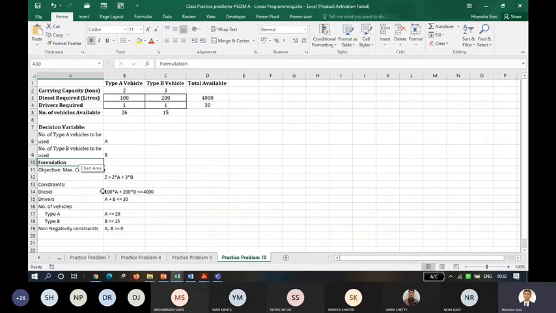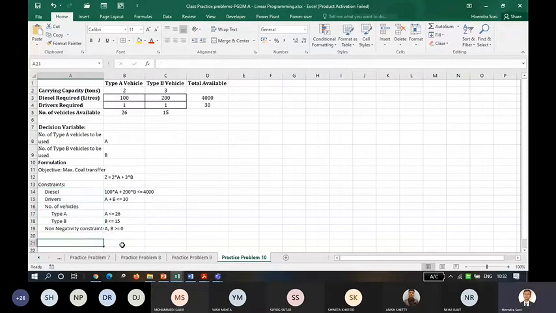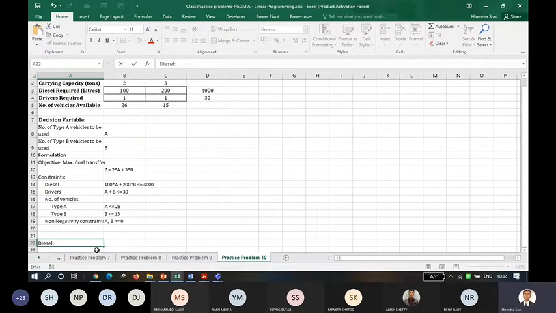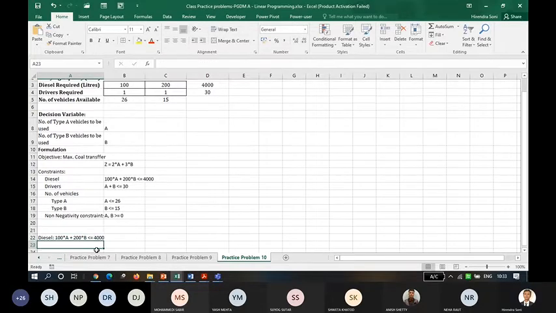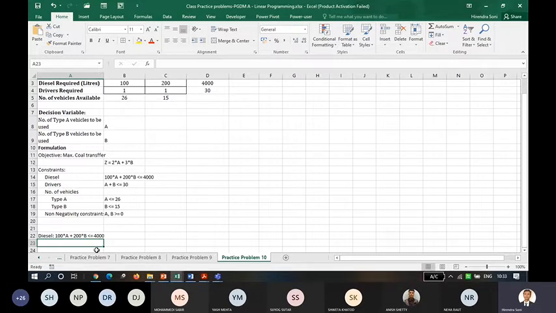So अब हम इसको ग्राफिकली सॉल्व करने चलेंगे. So let us take up the first. हम डीजल को प्लॉट करते हैं. डीजल का आपका इक्वेशन क्या है? 100 A plus 200 B less than equal to 4000. Start from this side. Say I will take A here, B here. So my coefficients for A would be 100, for B it would be 200, and my total RHS value, that is limitation, is 4000. Fine.